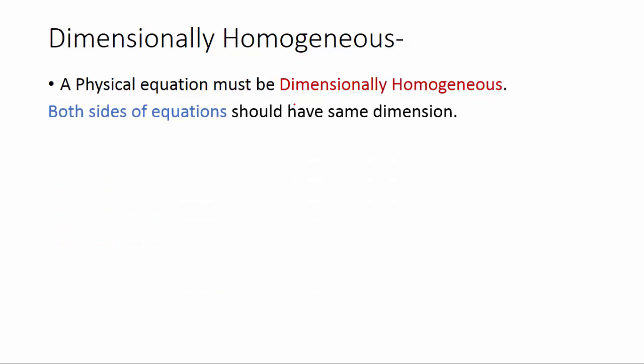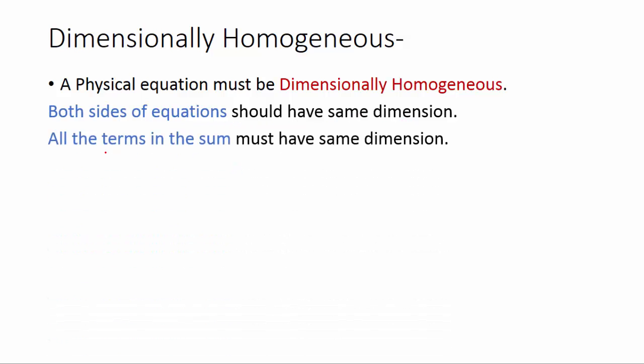There are two basic rules. If any equation follows these rules, it would be dimensionally homogeneous or dimensionally correct. So the first rule says both sides of the equation should have the same dimension, and also all the terms in the sum must have the same dimension. If these two rules are followed by a physical equation, then that equation would be called dimensionally homogeneous or dimensionally correct.